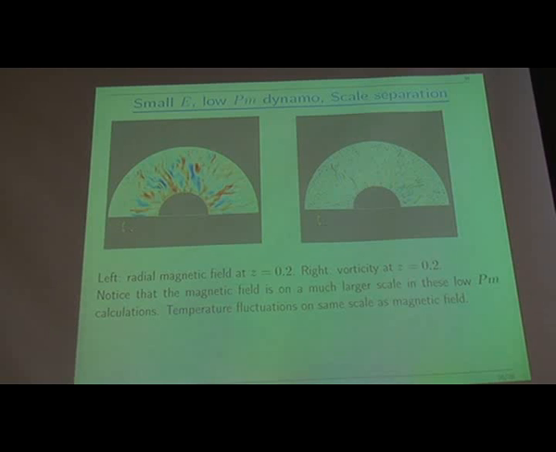Of course, as you go to very low magnetic Prandtl number, you would expect to see tiny fluid structures because the dissipation is so small there, and much larger structures in the magnetic field because the diffusion is much greater there.